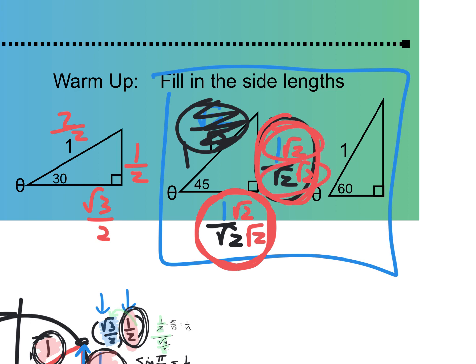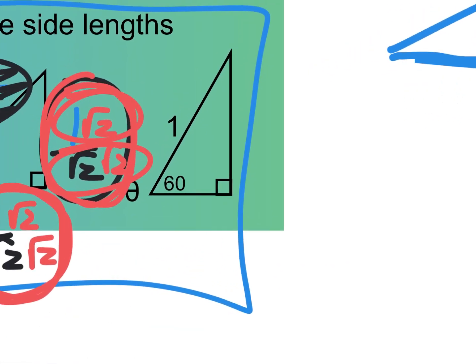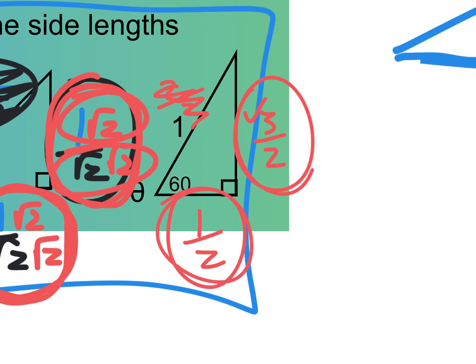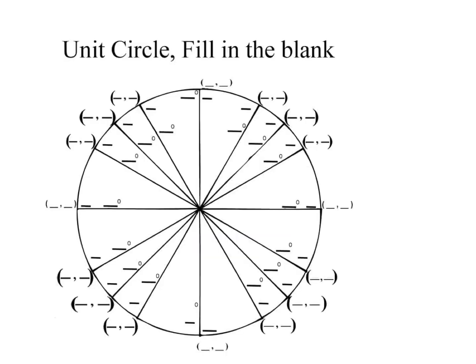Root 2 over 2. All right, and in this last one, I would go 1, 2, square root of 3, and think, how do I make a 2 into a 1 like I want it to be? Divide everything by 2. And I'm back to those sides. This short side's a 1/2. Longer side's root 3 over 2. All right, so then you should be able to just fill this in. I am not kidding. From memory? No. That would be completely optional. But you should be able to fill in this entire thing.